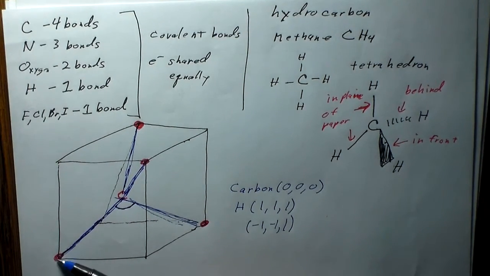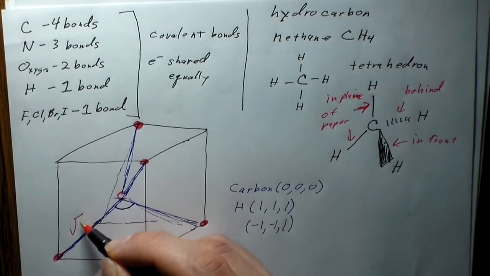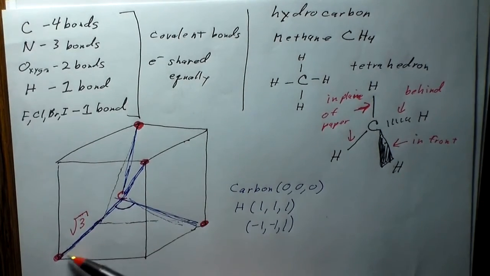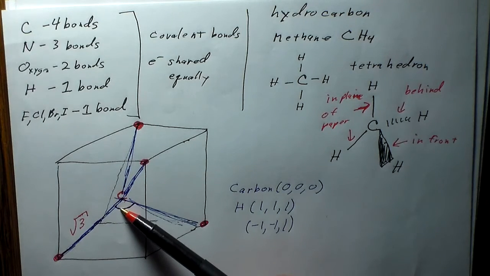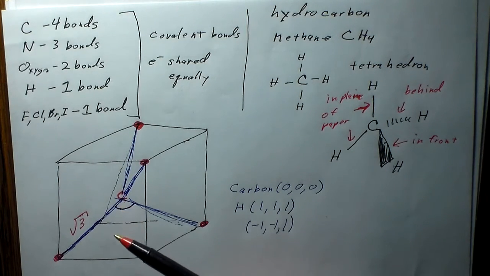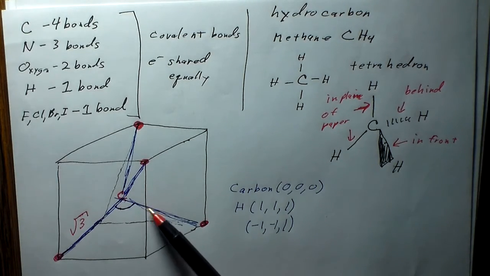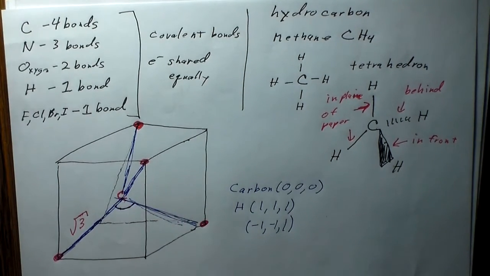Now we're going here from 0, 0, 0 to 1, 1, 1. That means that this length over here is going to be the square root of 3, because we're going from 1, 1, 1 to 0, 0, 0. The length of that vector is going to be the square root of 3, right? 1 squared plus 1 squared plus 1 squared, take the square root. That's where we get that. And the same thing for all these other blue lines: they are the square root of 3.